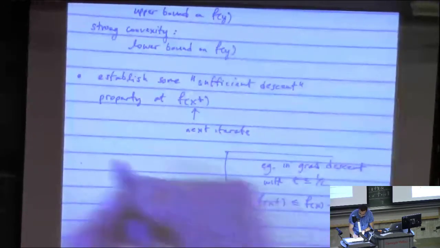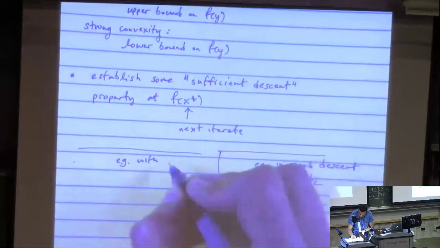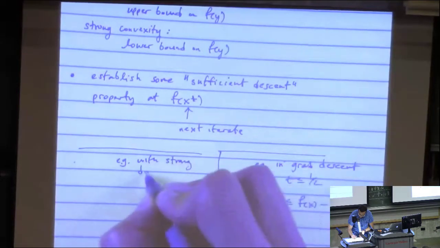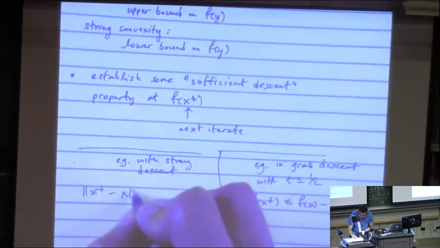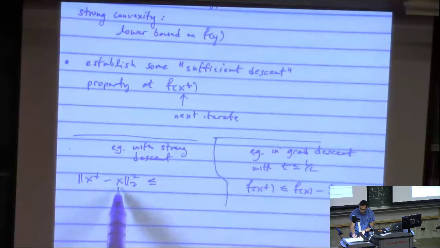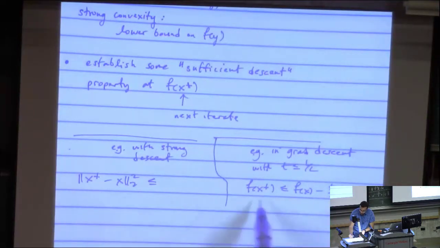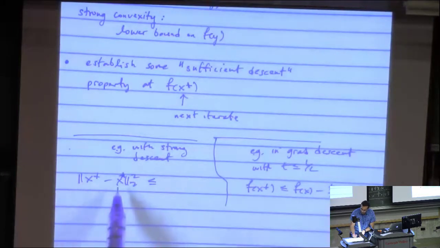With strong convexity, we can actually get something that is much stronger, a stronger kind of result. We tend to get something that looks like this: x plus minus x star squared is less than or equal to something in terms of, as an example, x minus the previous iterate. So we get a bound not on the distance to optimality in terms of the criterion value, but typically in terms of the solution or the iterate itself.